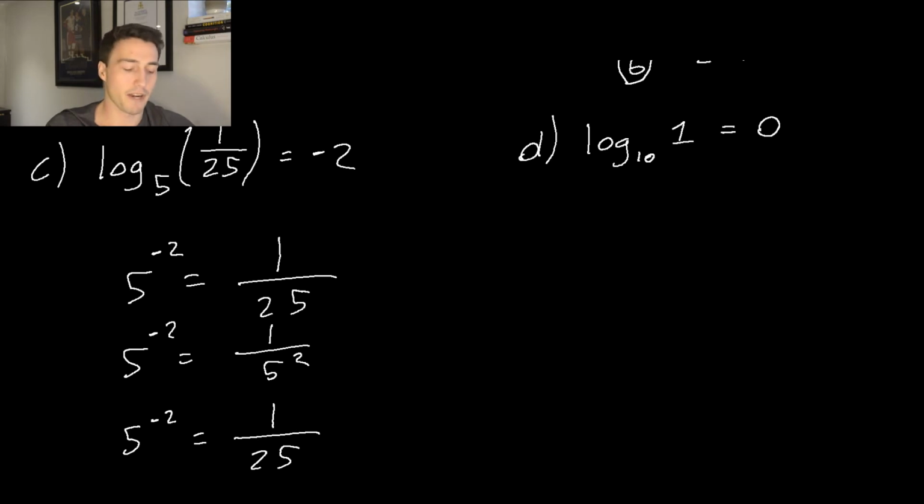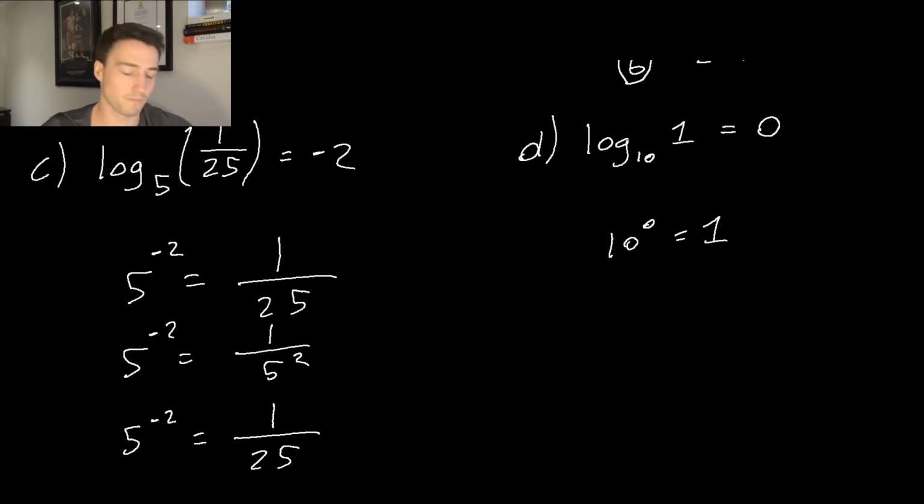This seems kind of weird, but again, if you say it to yourself in the exponential form, to what power must I raise 10 to get 1? Well, we know that if you raise any number to the power of 0, you're going to get 1. So we can just write 10 to the power of 0 is equal to 1, and that would be the exponential form.